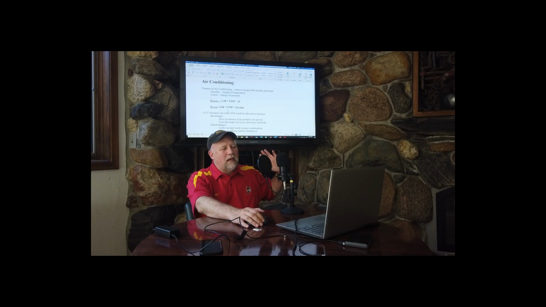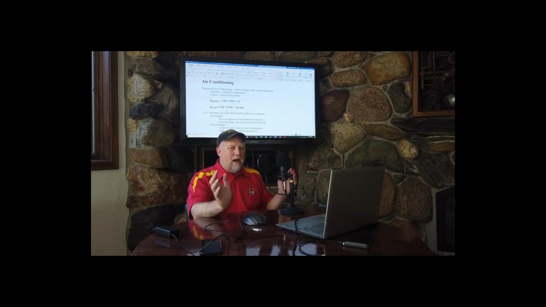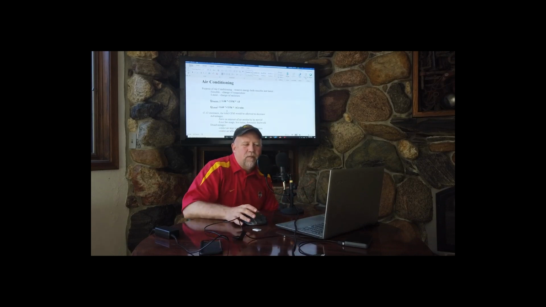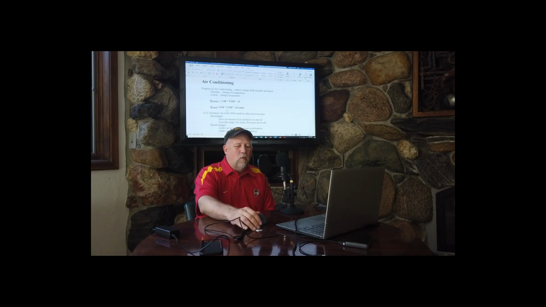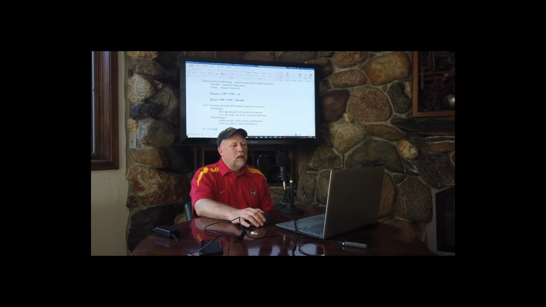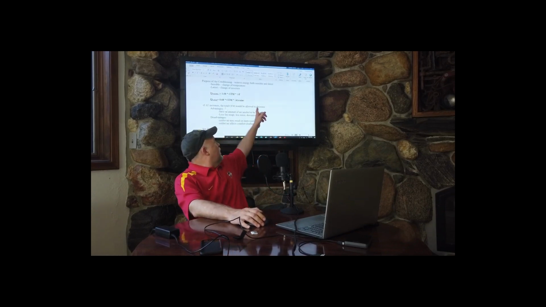So we're going to calculate the rate of heat transfer, both sensible and latent. If I'm air conditioning, I've got to remove both of those, and those represent a heat transfer. So that once we calculate this, we'll be able to size our air conditioning system. Notice this first one, the 1.08 CFM delta T.